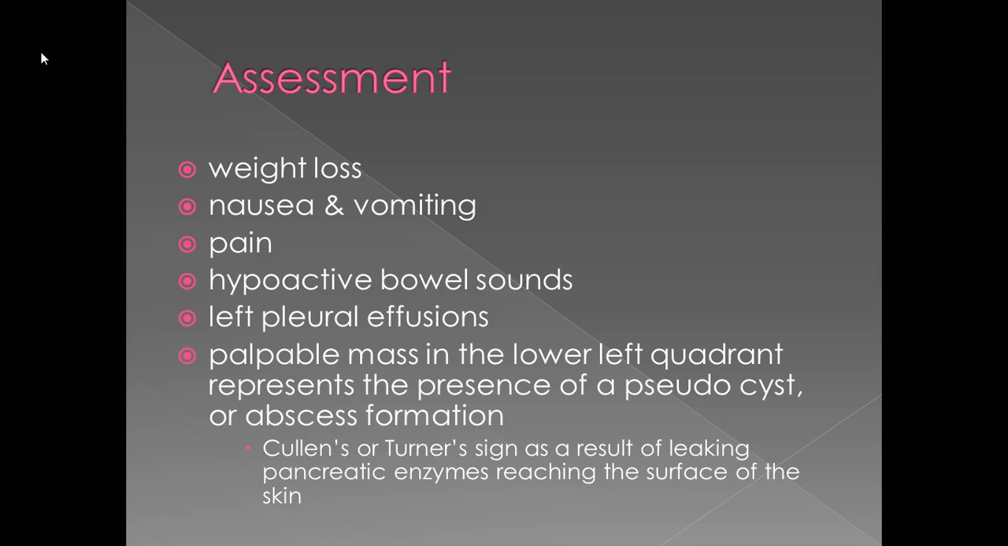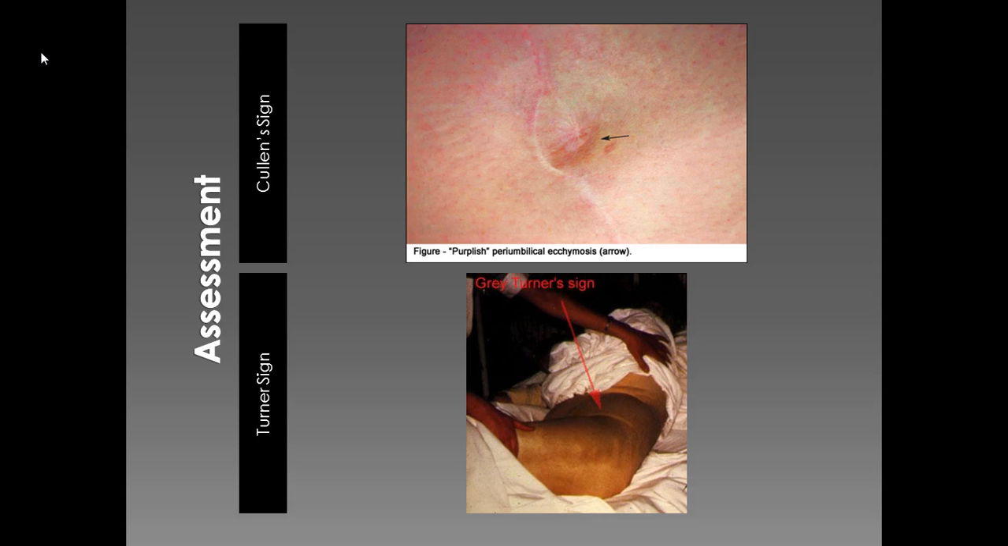And then another assessment factor is Cullen sign or Turner sign, the results of a leaking of the pancreatic enzymes that actually reach the surface of the skin. So the top picture is Cullen sign, which is like a purplish color in their umbilicus. And then the next one is Turner sign. It says gray Turner sign.